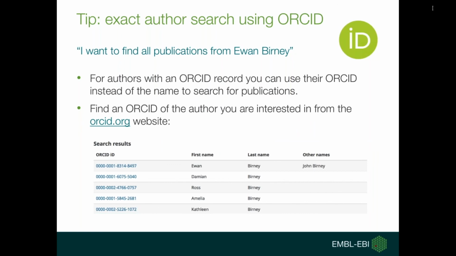Authors with common names can be difficult to distinguish. To match the author exactly, you can use their ORCID, which we have mentioned in the beginning of this webinar. ORCID is a unique digital researcher identifier that helps to disambiguate scientific authors. For authors with an ORCID record, you can use their ID instead of the name to search for publications. To find the ORCID of an author, search for the researcher by name on the orcid.org website.